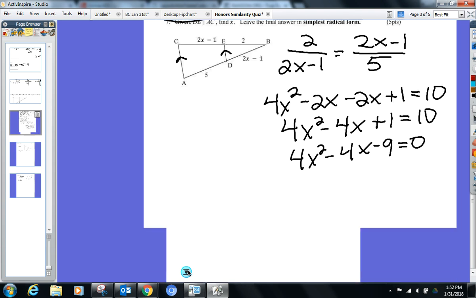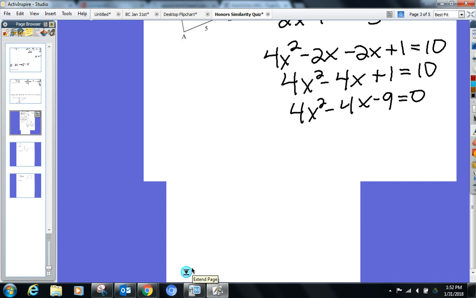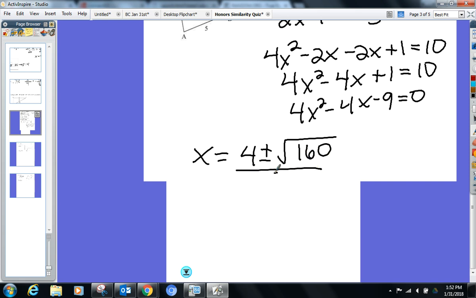You could not factor it. Plus, by the way, little tip for tomorrow, look at the directions. How do you know before you write anything pencil to paper that you're not going to be able to factor? Simplest radical form. Automatically, I'm probably going to have to use quadratic formula here. So it ended up being x equals 4 plus or minus underneath the radical, storing everything in my calculator, I got 160 all over 8.